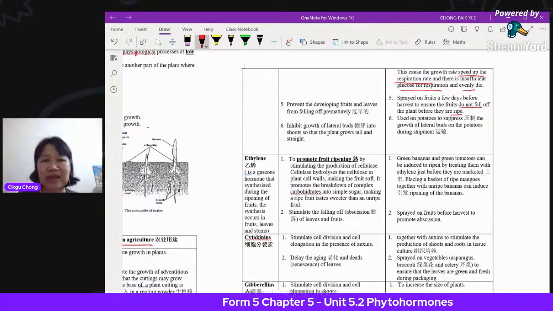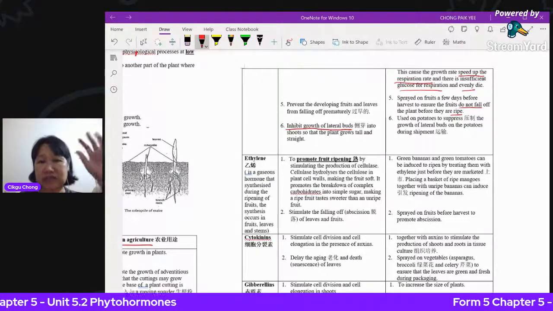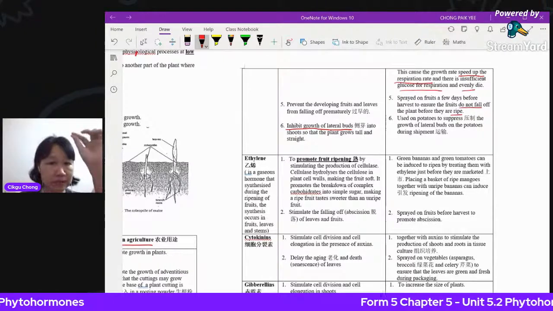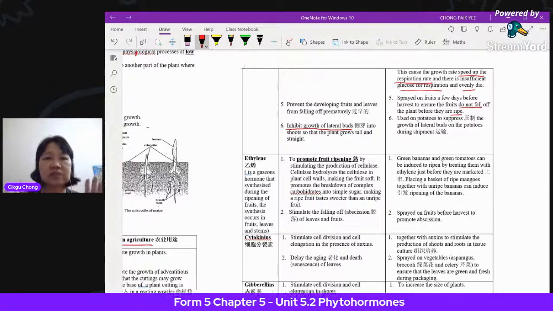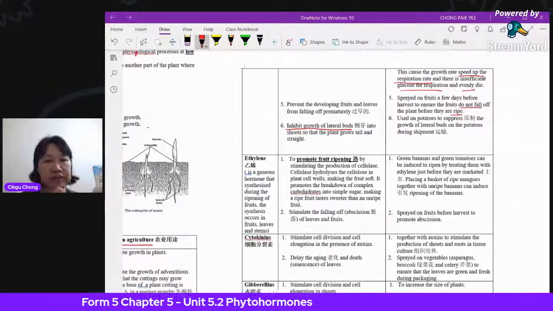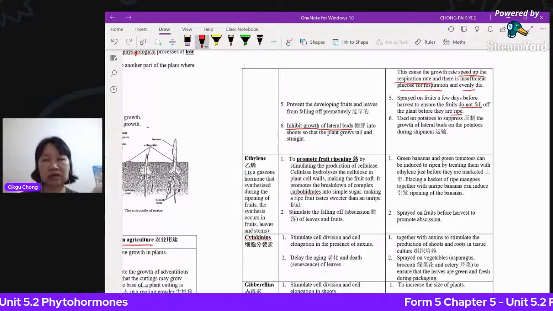Okay, now the next one is apical dominance. It inhibits the growth of lateral buds. So if you have the auxin up there at the apical bud, then the buds at the side here will not grow much. So the plant will grow tall and straight, but of course not so bushy. At the side here, not so many leaves and so on.